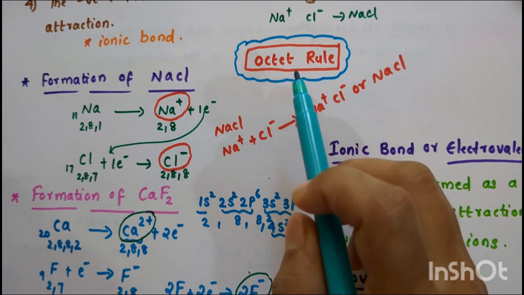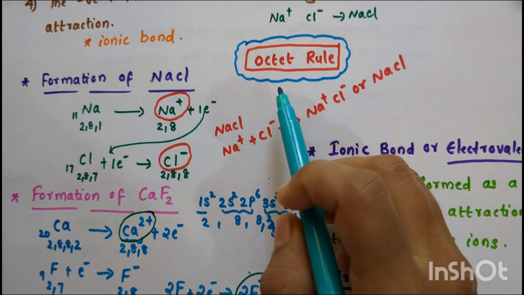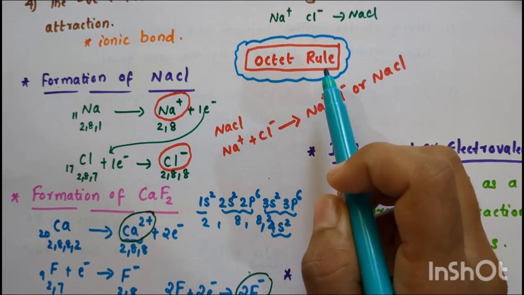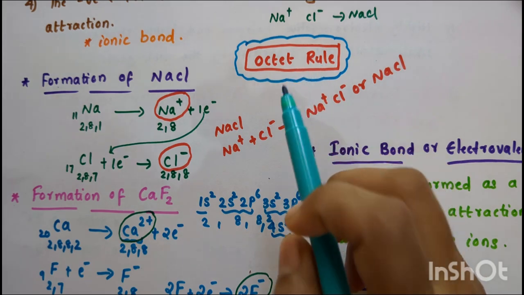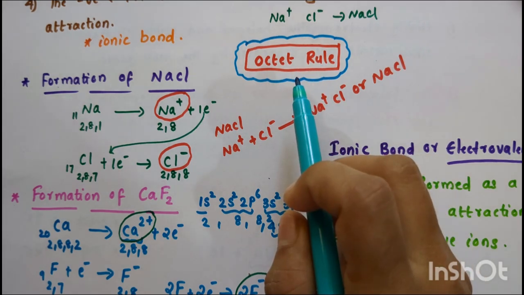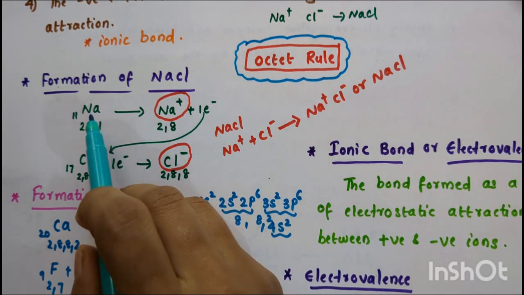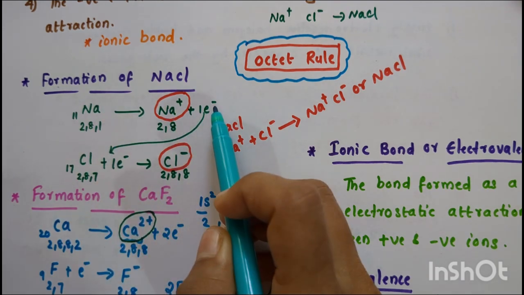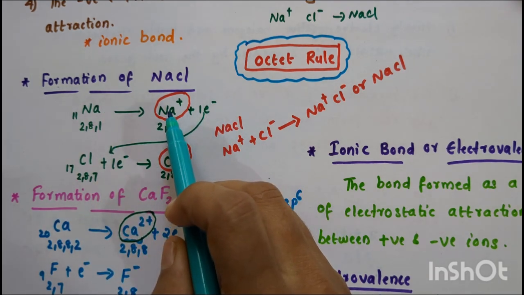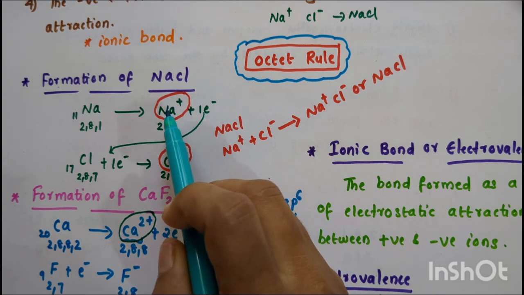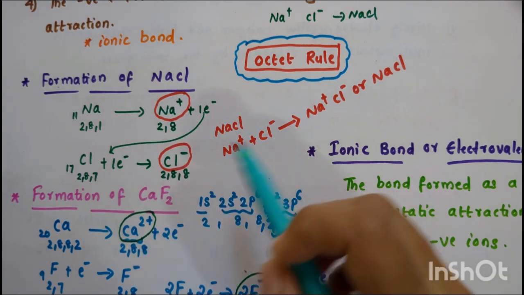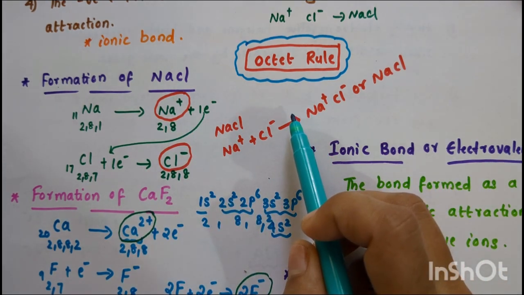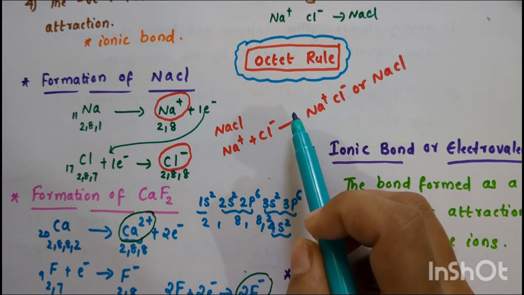That is, this rule states that atoms tend to gain or lose or share electrons to achieve a stable electronic configuration with 8 electrons in their outermost energy level or valence shell. So Na becomes Na plus by losing 1 electron to achieve 8 electrons in its outermost energy level. Sharing of electrons to achieve the 8 electrons in the outermost shell will be discussed in the next video when we discuss covalent bond.